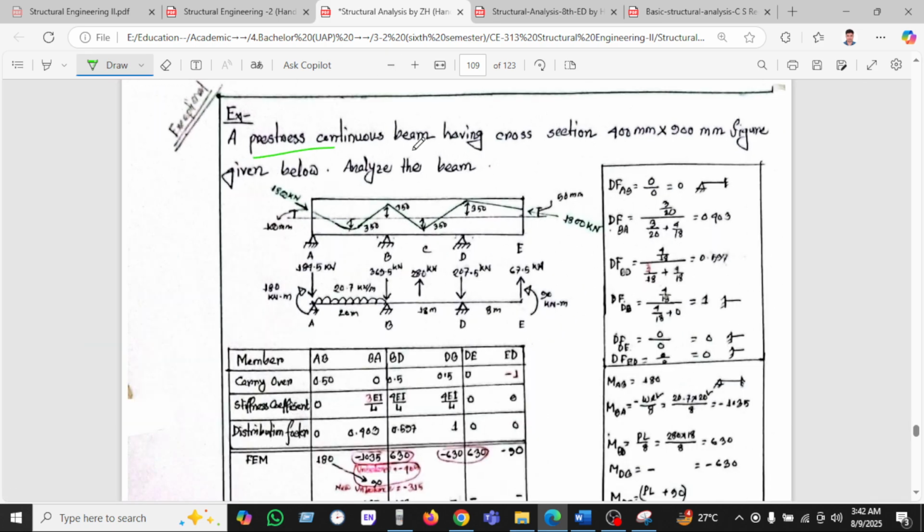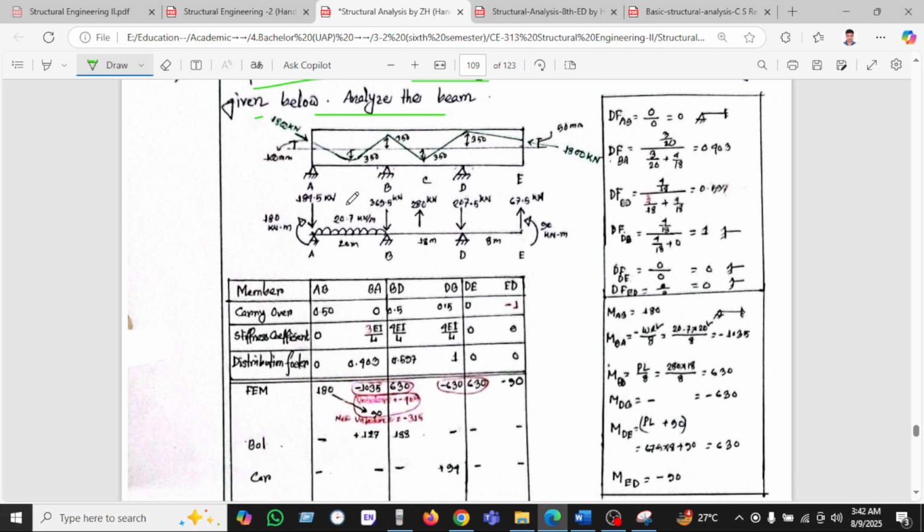A propped cantilever beam is having the cross section given below. Analyze the beam. So you can see here the load is given. All the loads are shown here, and we have found the distribution factor, and joint A is fixed, so it is 0.